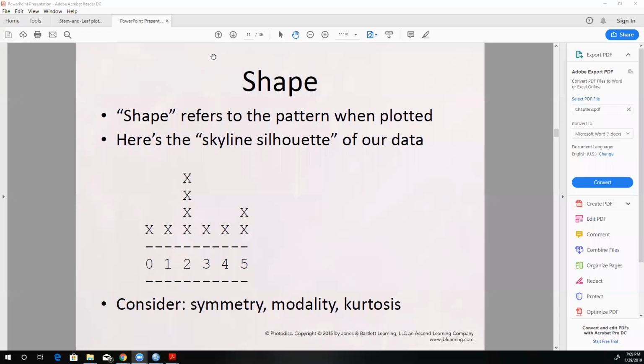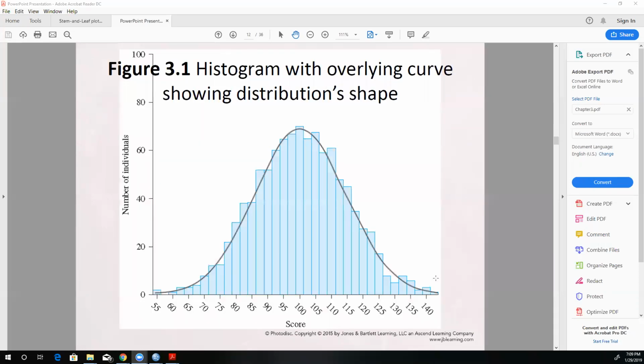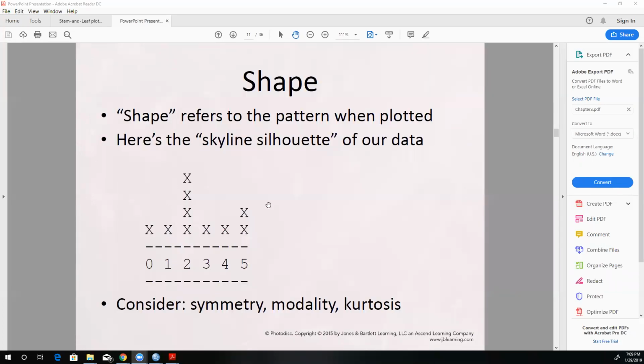So one of the things you want to look at then is the shape. Okay, so you're going to be looking at symmetry, modality, and kurtosis. This is just a pattern that is shaped. And so you notice that it's really exactly what it says. Here it kind of goes up, and then that's the skyline silhouette of your data. Okay, and this particular data set is not particularly symmetric. But overall, it's an interesting data set.